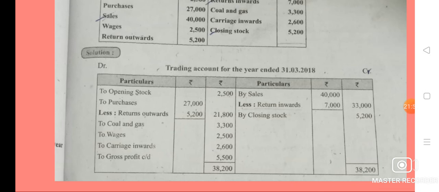Then by closing stock 5,200. So credit side is the highest value 38,200. The same value represents for debit and credit side. So debit side total 32,700, 32,300 only we have here. Okay? Then 38,200 minus 32,700, if we subtract, we get 5,500. So this value is known as gross profit. This difference value is known as gross profit 5,500.